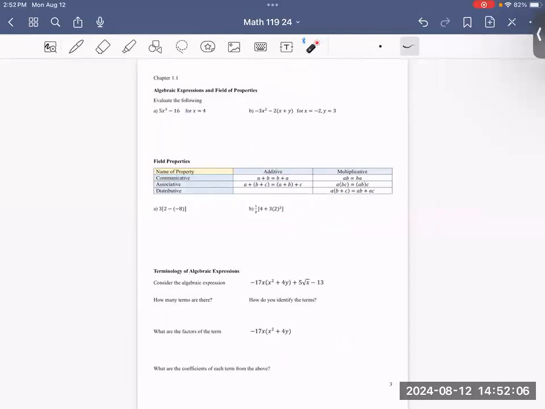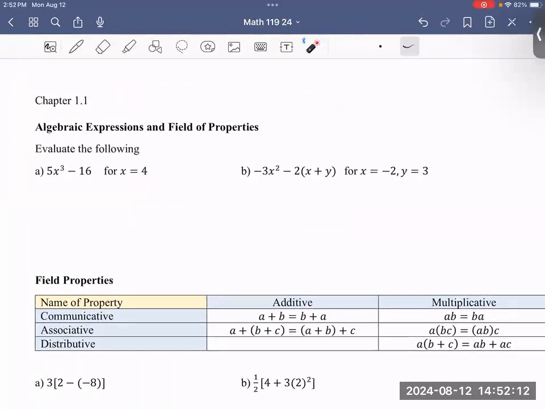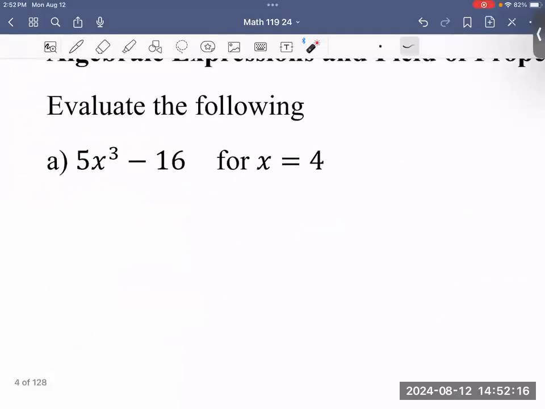All right, now we got some algebraic expressions and field properties. So let's take a look at the following situations. Now we're going to be doing a lot of evaluating in our class. So we start with just evaluating when it comes to a certain value we put in for a variable. So in our case, evaluate this expression, 5x to the third minus 16, for when x is equal to 4.